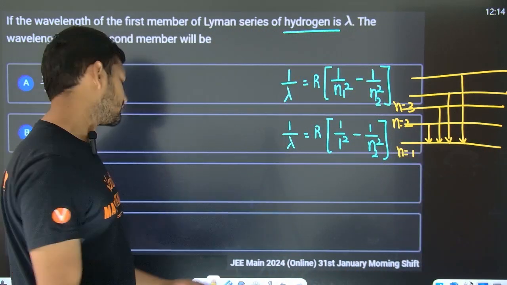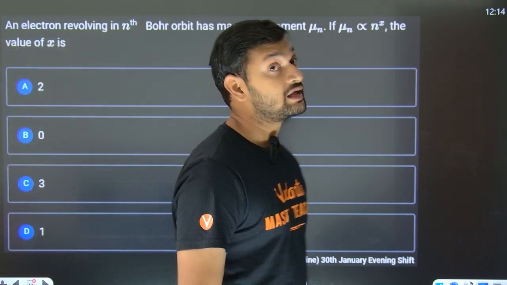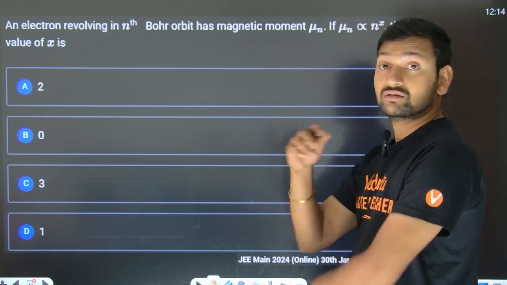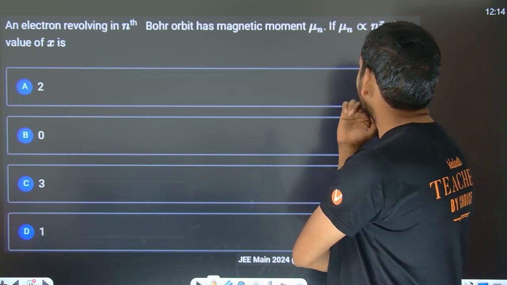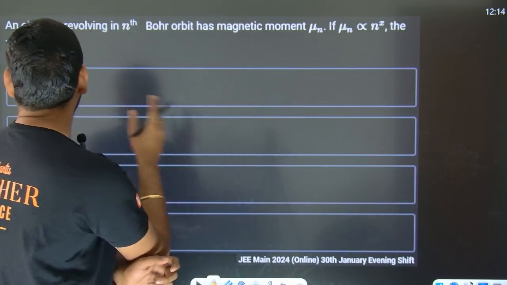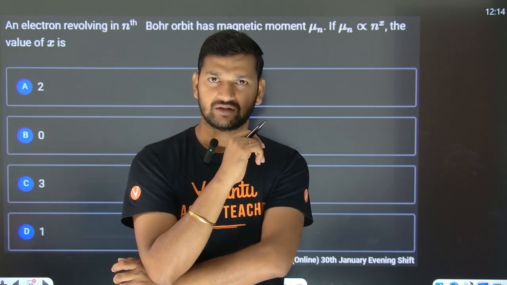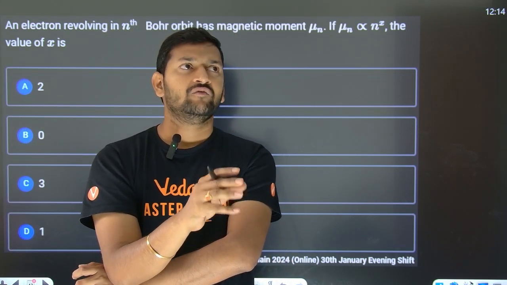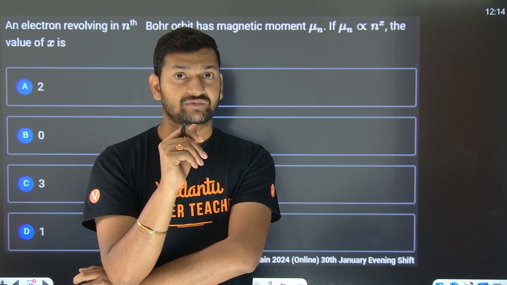That's it. An electron revolving in nth Bohr orbit has magnetic moment mu n. Okay. If mu n is going to be proportional to n to the power x, the value of x is, man, there are two ways to do this. One way is going to be a shortcut which you people would have come across in electromagnetism.